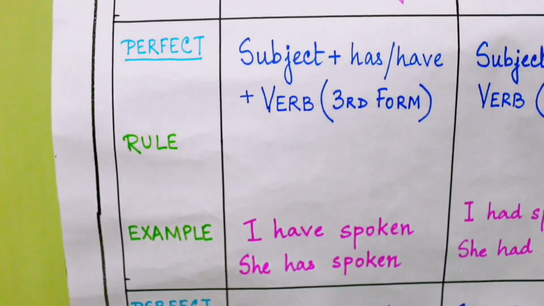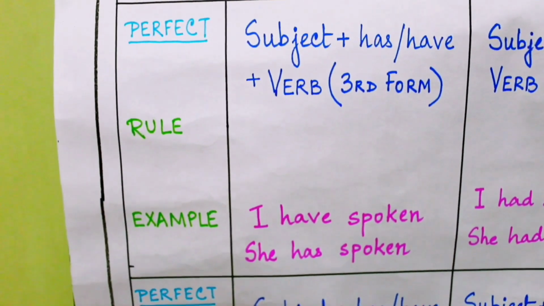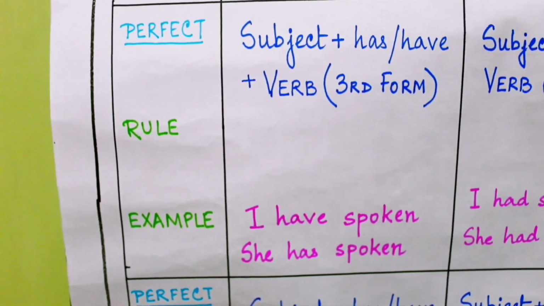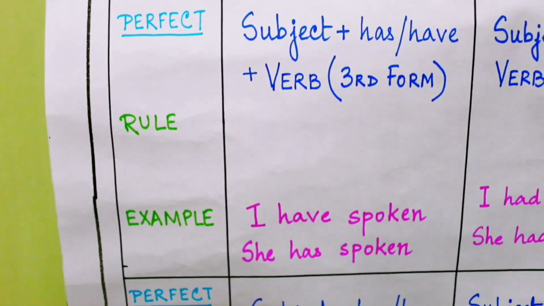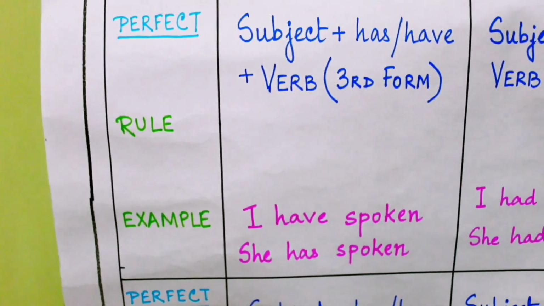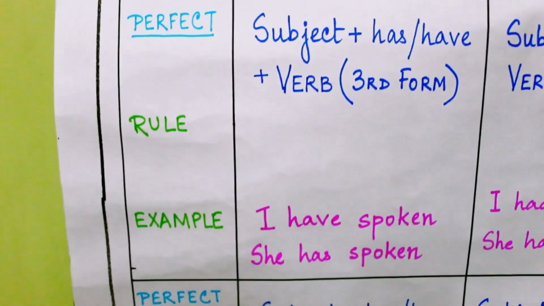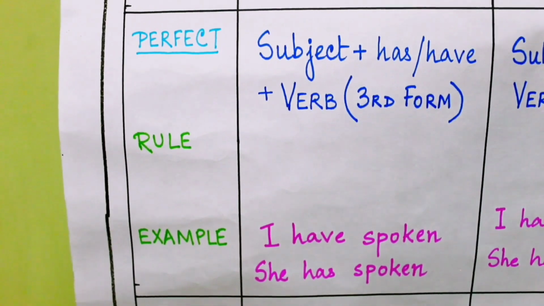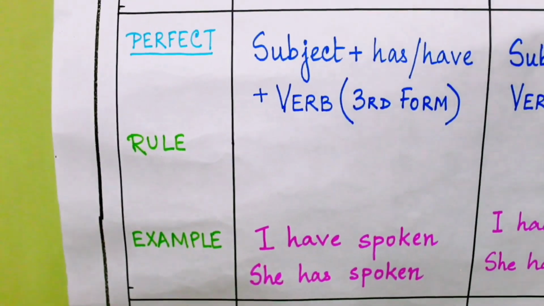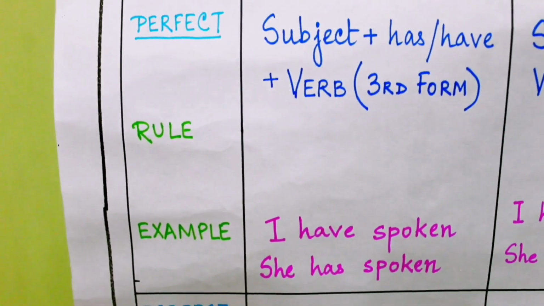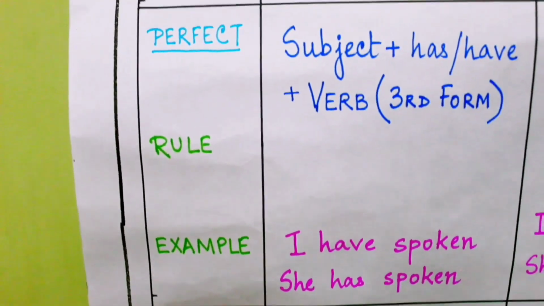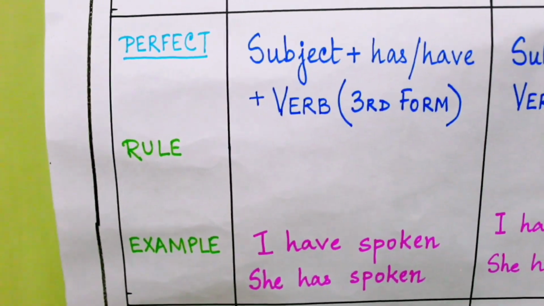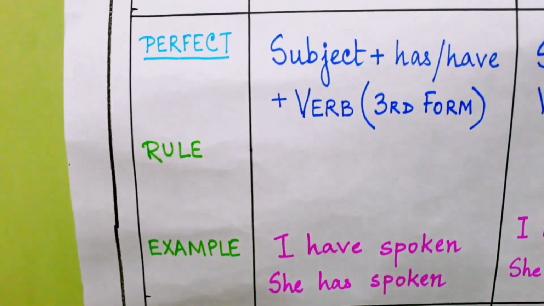Next we come to the present perfect tense. Subject plus has or have. Again, has in case of singular subject, have in case of plural subject. But the exception is I and you, because we use have with I and you. I have, you have, though here the subject is singular. And verb in its third form, that is the past participle form of the verb. I have spoken, she has spoken.